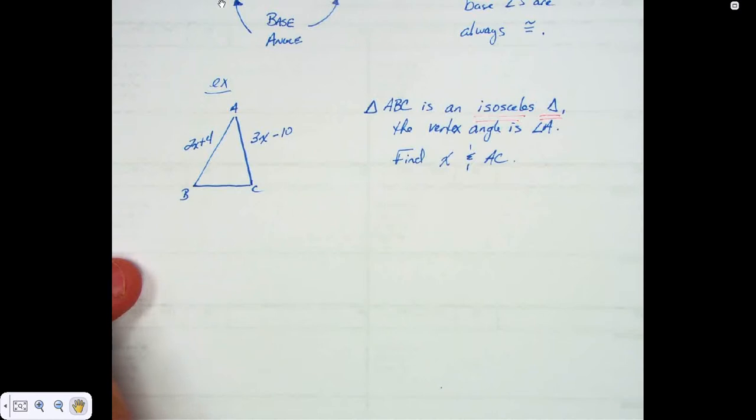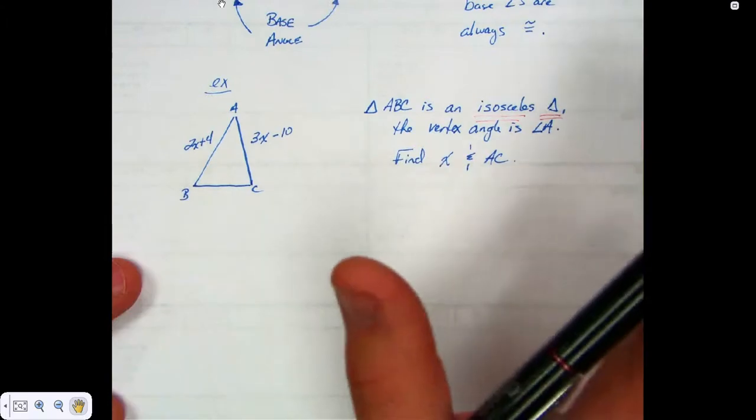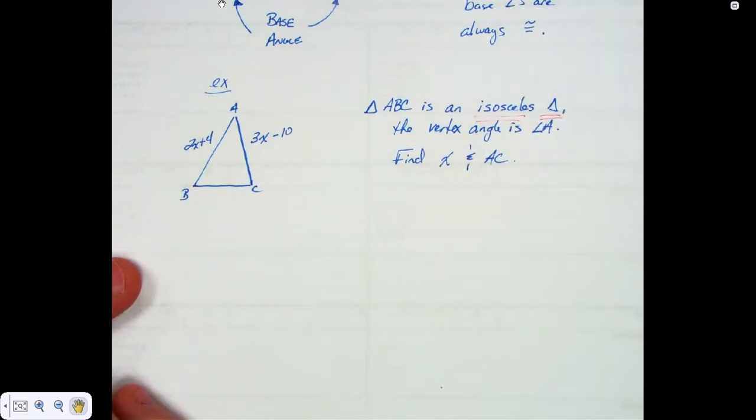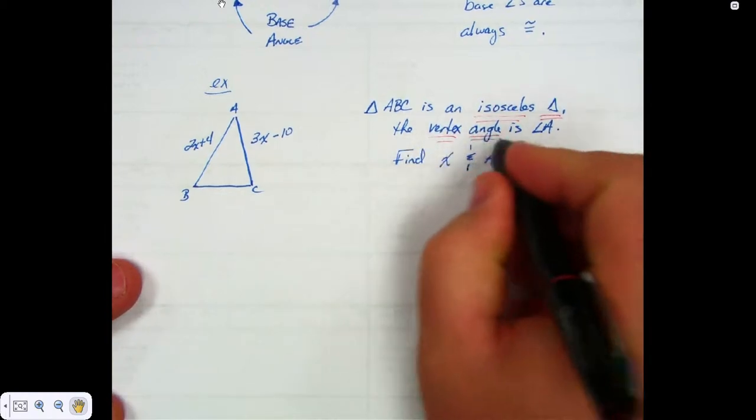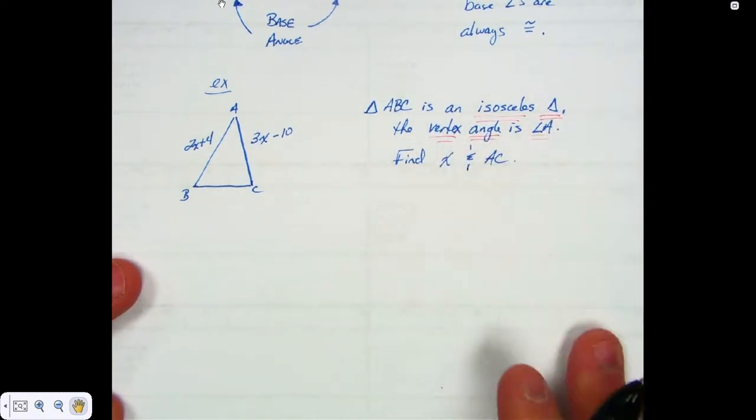What does that tell me? Well, that it's going to have two sides congruent in it, right? That's all that tells me. I don't know which two sides, and just because it looks like it doesn't mean you can say that's the one. Okay? Now, the vertex angle is angle A. Do you think that's important? They say find X and AC.